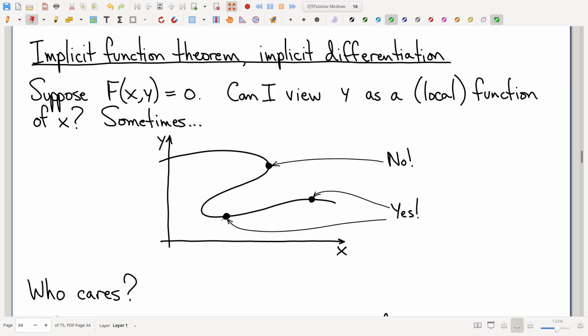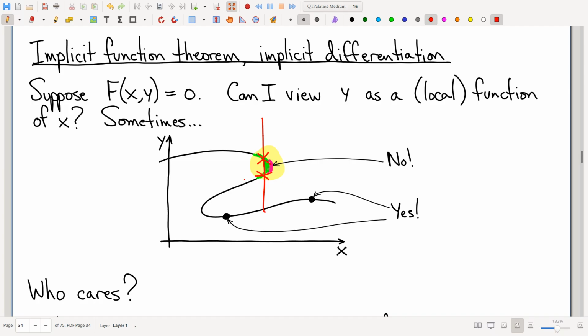So really the only place we ever encounter a problem, if I want to view y as a function of x, the only place I would encounter a problem would be a point like this one. Because at that point, notice any neighborhood, no matter how small, any neighborhood of that point, the resulting curve is going to fail the vertical line test. Everybody see that?